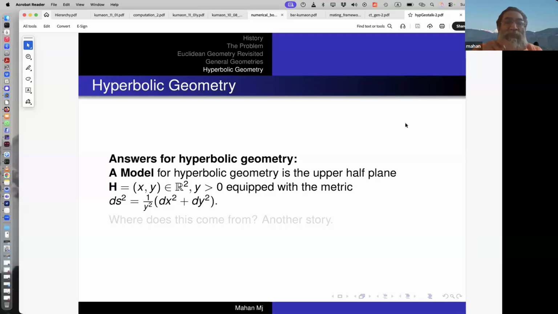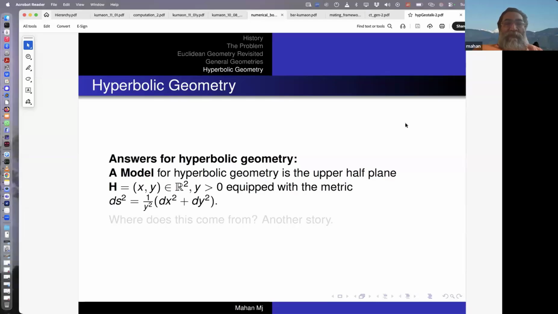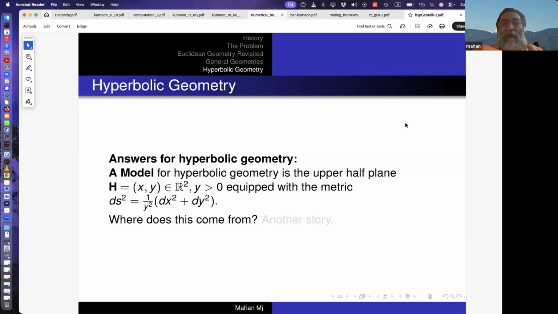Note that it means that as you approach y equal to 0, the metric starts blowing up to infinity. And of course, this is the one place in this particular talk where I have done a bit of pulling a rabbit out of a hat. And the real question is, what made somebody focus on this particular metric? That is a completely different story.